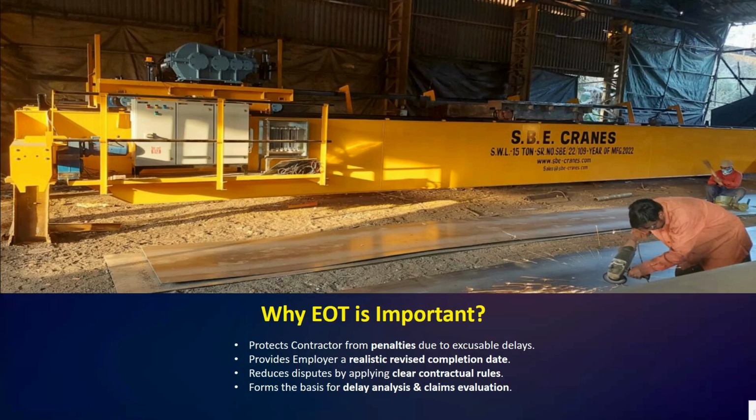Okay. Third, reduces disputes by applying clear contractual rules. When everyone follows the FIDIC procedure and documentation, it reduces the disagreements and the misunderstandings between the parties. Then last we have forms the basis for delay analysis and claims evaluation. So every delay analysis or a claim in Primavera P6 or forensic schedule is ultimately linked to the EOT process.